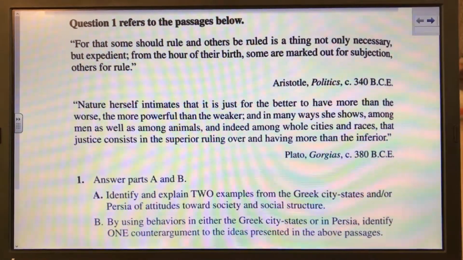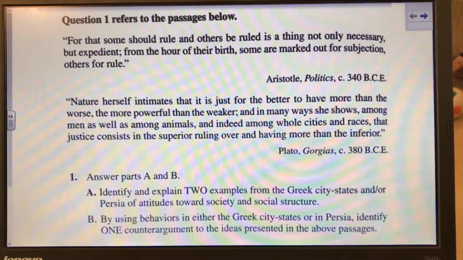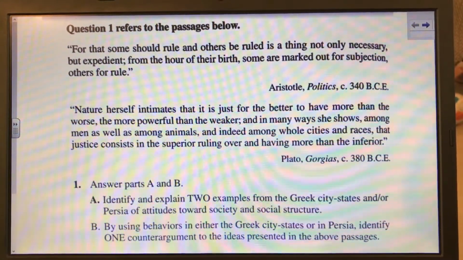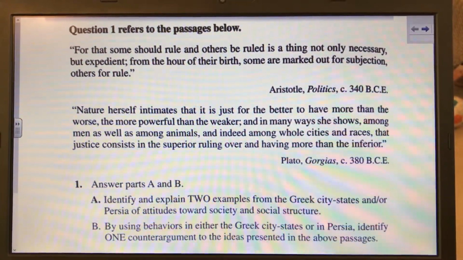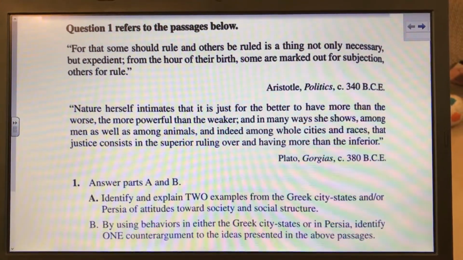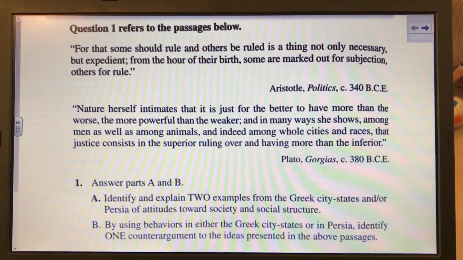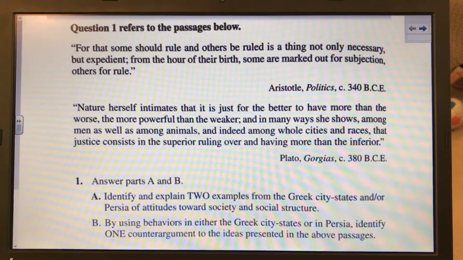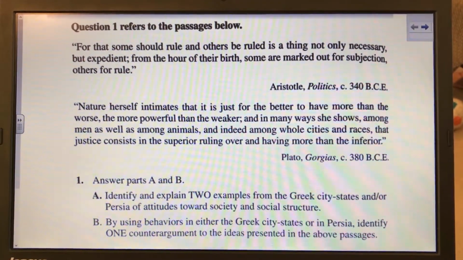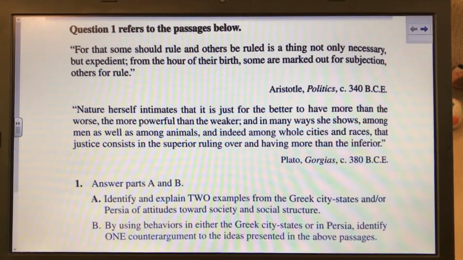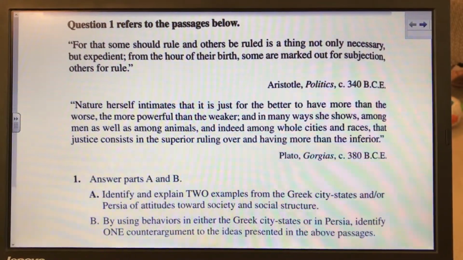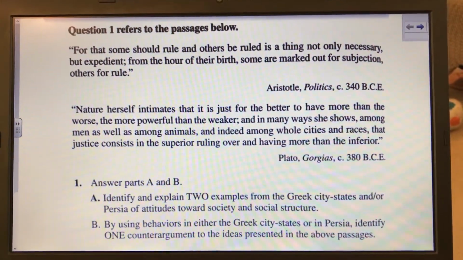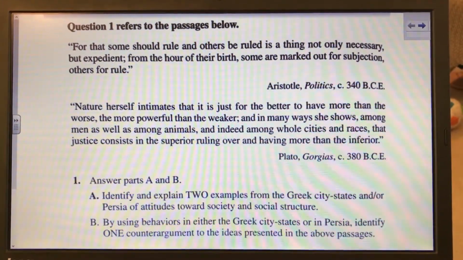So basically, what you need to do is identify, give the specific example, and then explain how the example you gave supports the quotes from Plato and Aristotle. How does it connect back to those quotes? How is it a reflection of those quotes? And then for part B, it just says, what is a counter argument? And that's something different. That's really not what you're going to do on Thursday.